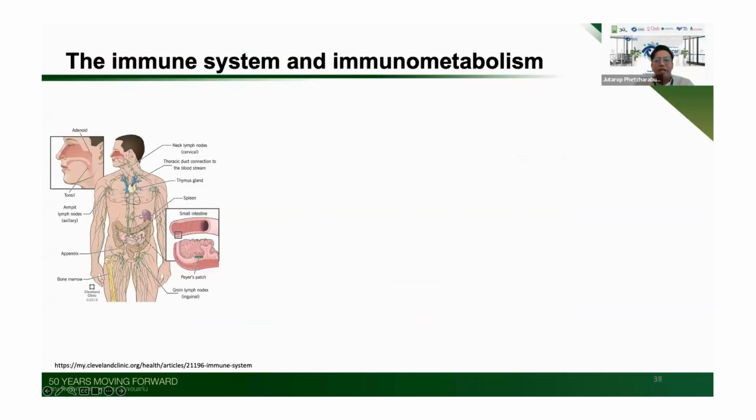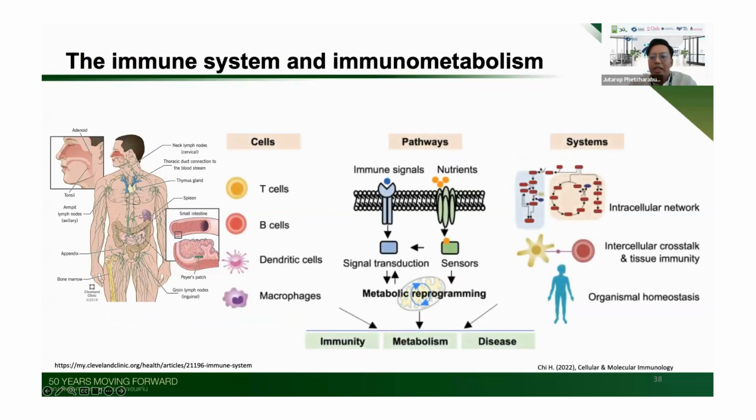So this figure shows the immune system, which consists of a complex network of cells, tissues, and molecules that work together to defend the body against harmful pathogens and diseases. Different immune cells like T cells, B cells, and macrophages play specific roles, and their activity can be influenced by various factors, including their metabolic states.